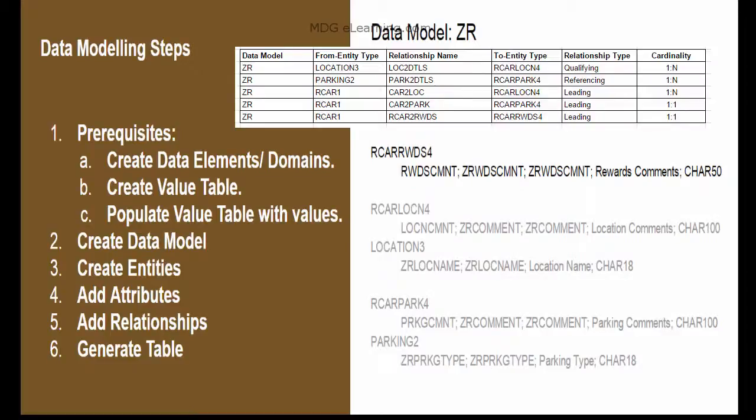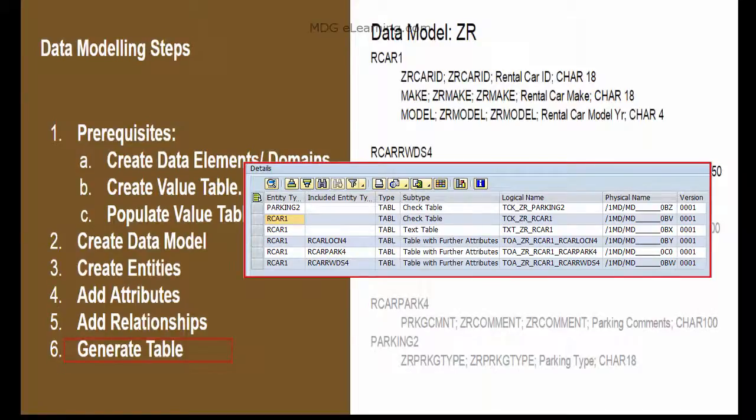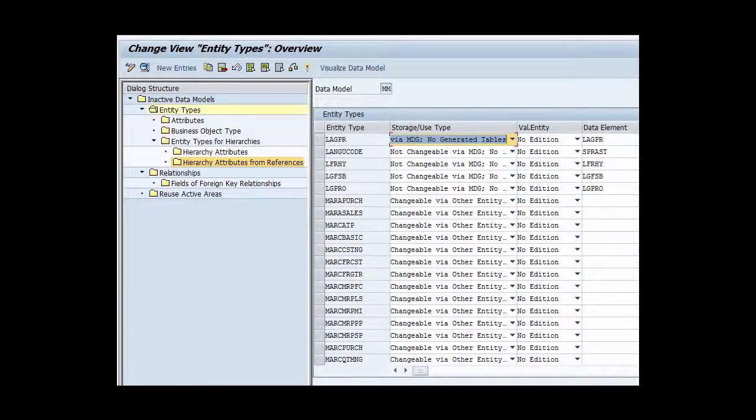At this point, save and activate the data model. With activation, the MDG framework generates the corresponding structures and tables. So in summary, the overview session showcased the data modeling steps in the context of the rental car implementation.